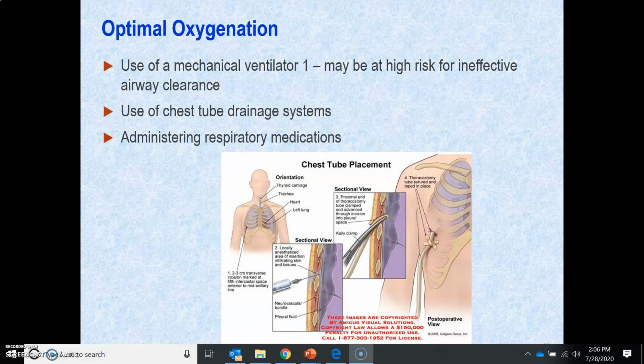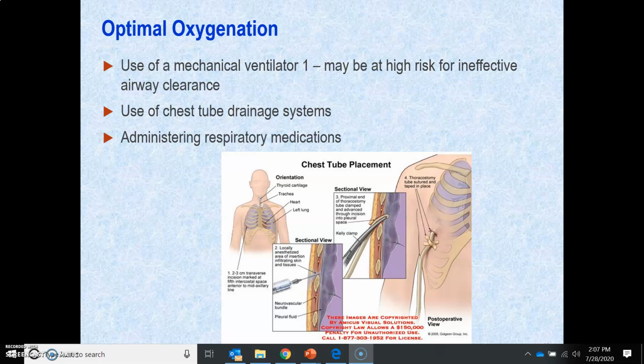And we'll talk a little bit more about that later on when we look into the delivery systems for oxygen. So we can do that as simple as a nasal cannula, which most of you have seen, all the way to a ventilator like you just saw in the previous slide. But keep in mind, anytime we put a person on a ventilator, we also increase their risk for ineffective airway clearance because we have to occlude their airway with a tube. It causes all kinds of issues.